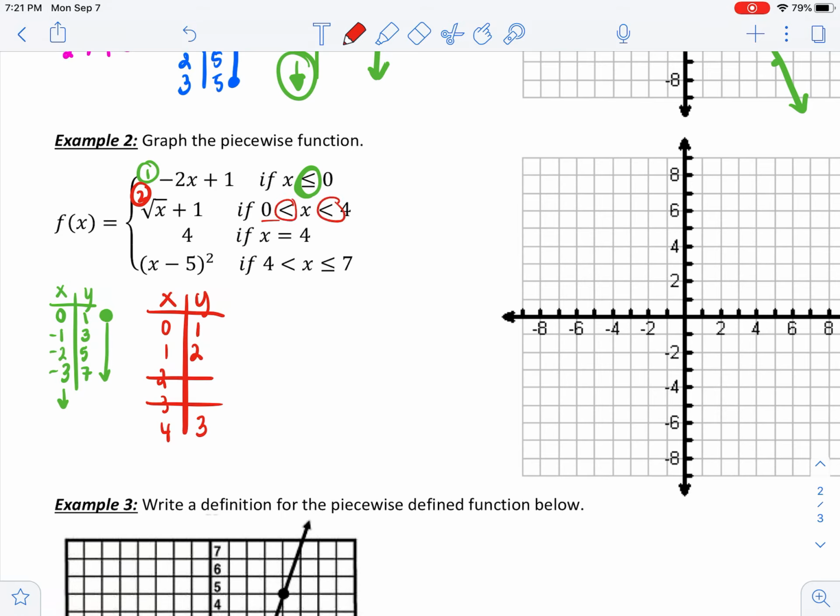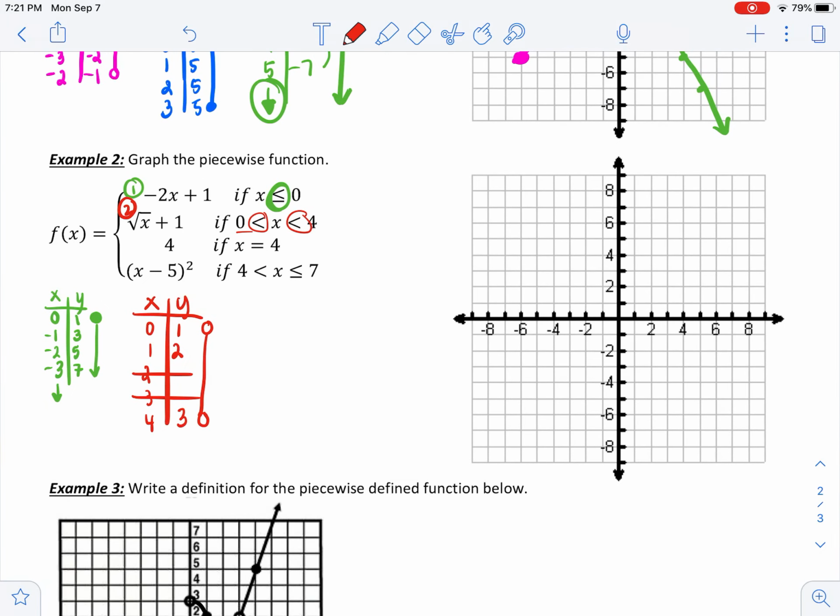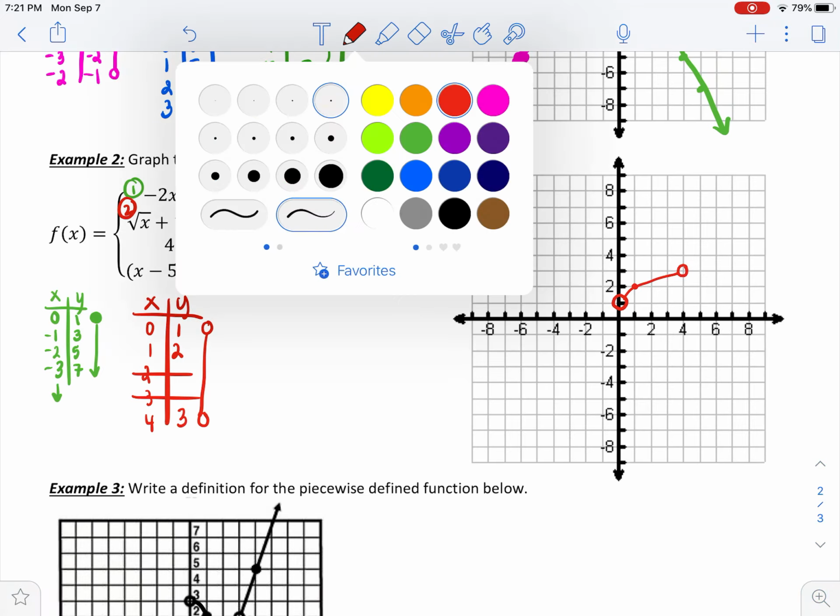Once again, I look here. That's an open point at 0, an open point at 4. Open point here, and I'm going to connect them. Okay, 0, 1, open point. 1, 2. 4, 3, open point. And then I'm going to connect them. Notice this is not a straight line. It's not supposed to be. It's a curve. I don't know why I immediately went and graphed that, but I'm going to go back and graph the other one too.